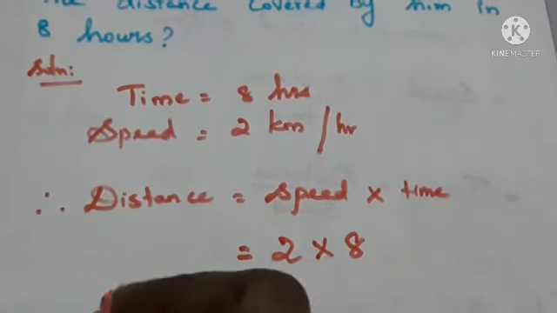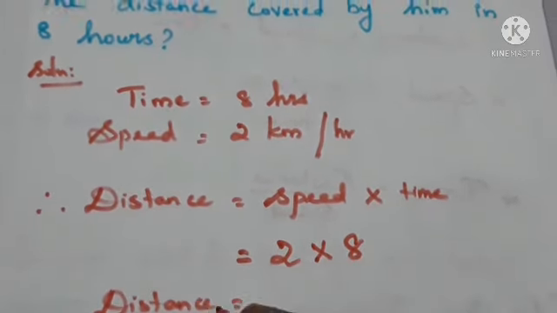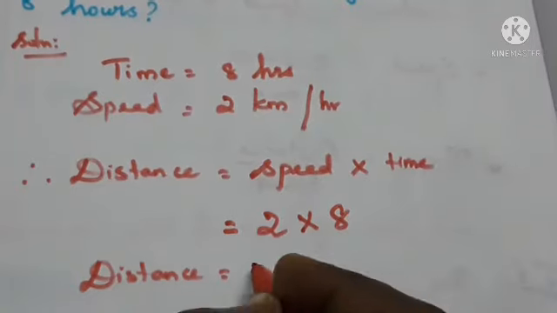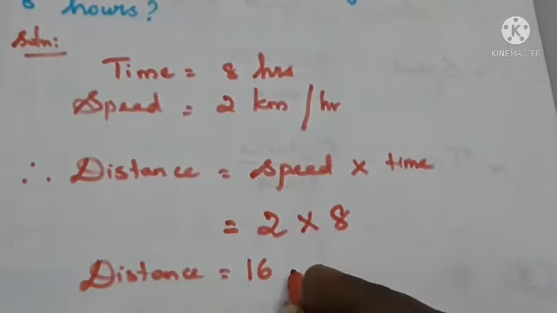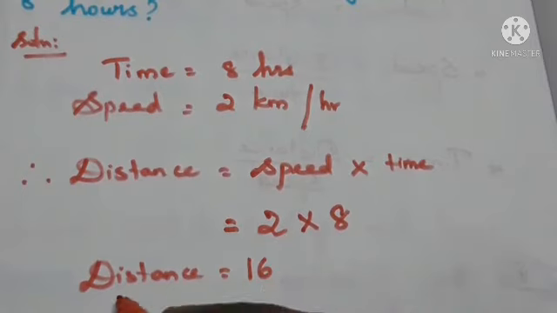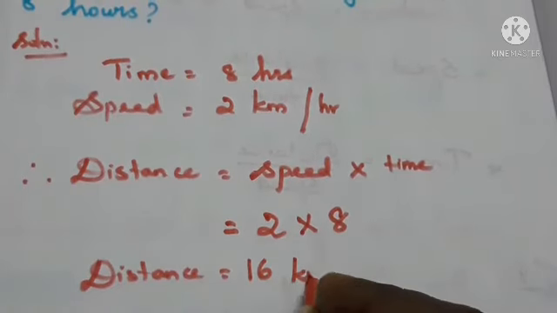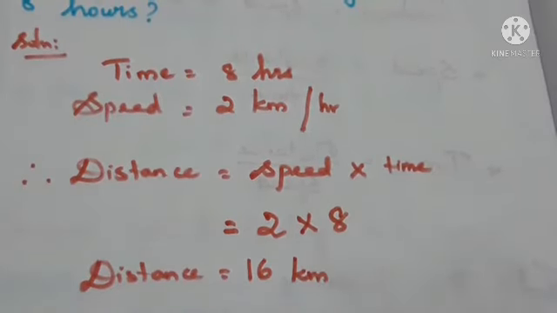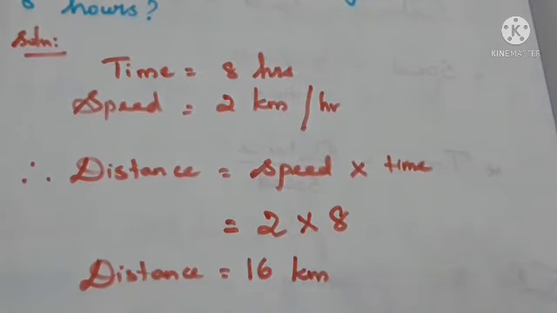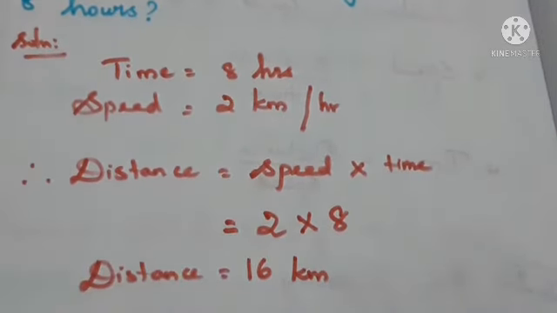So we can write distance. We are calculating distance now. Distance is equal to 2 into 8, which is 16. So distance is equal to 16 kilometer. Distance will be in kilometer or meter only. In this question they have given kilometer, so we write distance equal to 16 kilometer.